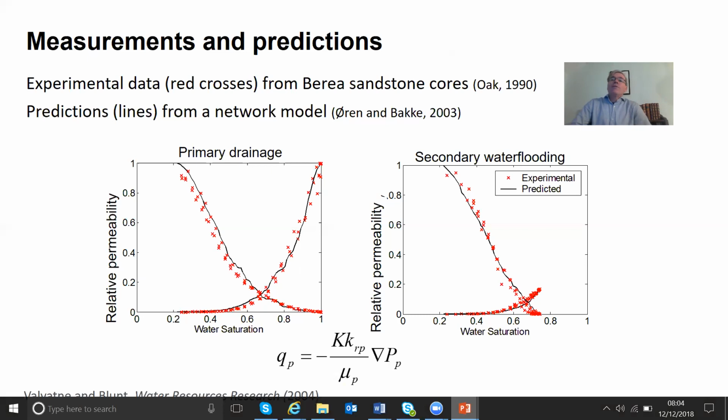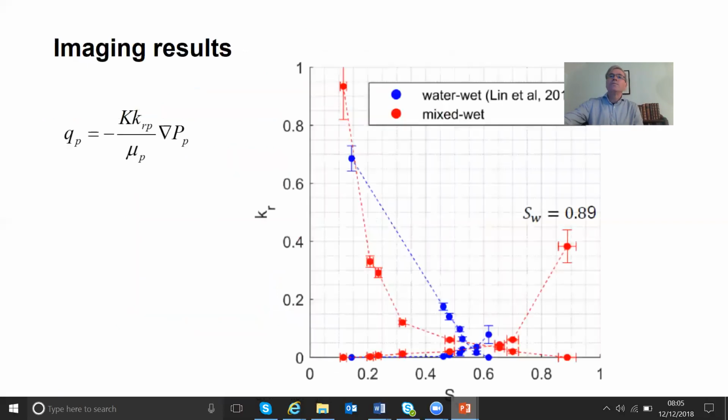Lastly, what's also shown in the solid lines are predictions. These are predictions from what's called a network model. I'm not going to describe that, but this model essentially takes a representation of pore space and a description of displacement using ideas to do with contact angle and the Young-Laplace equation. Putting those together, you can actually predict quite nicely what happens. And so we feel that we understand this behaviour quite well.